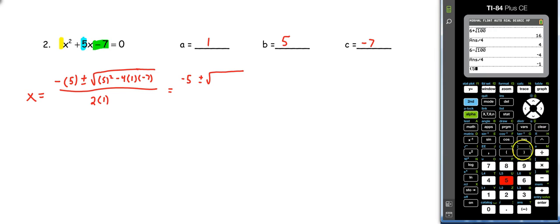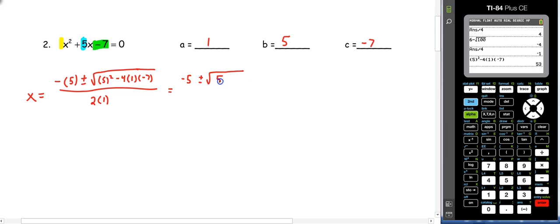So parenthesis 5 squared minus 4 times 1 times -7. It's important right now not to type in the square root, just the numbers underneath it. And we get 53 all over 2 times 1, which is 2. So now we're going to split it apart so that we can get our two solutions.